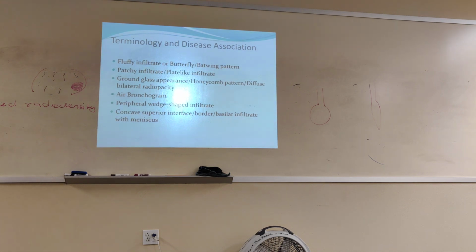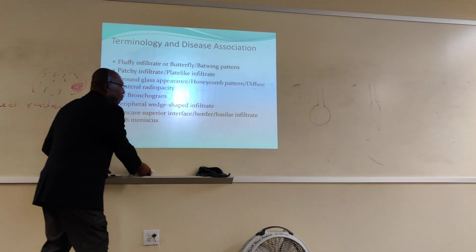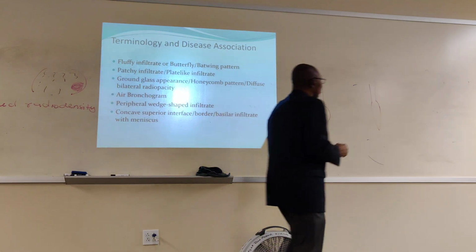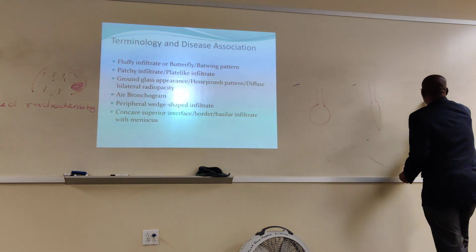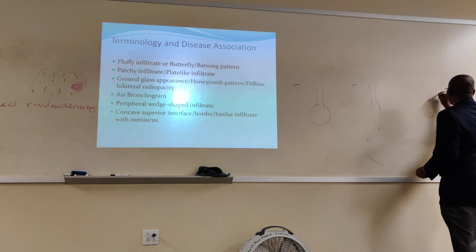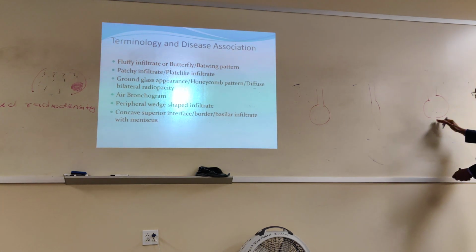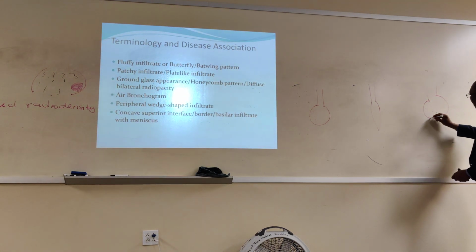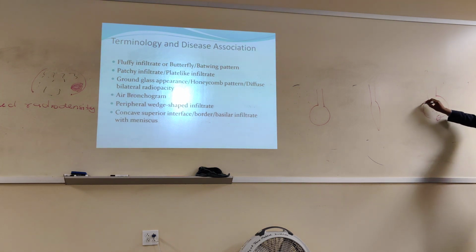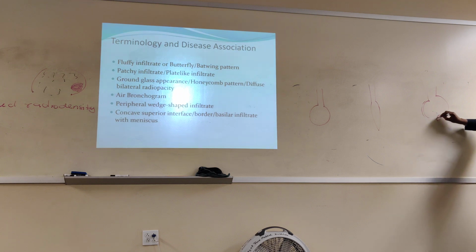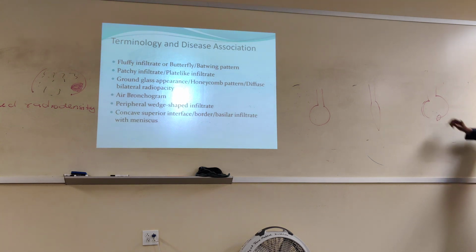Peripheral wedge-shaped infiltrate. That's pulmonary embolism. If you tell me that, I say, well, they got pulmonary embolism. So look at this here. So here's where the clot is here. Pulmonary embolism, that's a clot inside the lungs. Now blood is flowing like that. All of a sudden it comes to the clot, it wedges. You can't go past it. That's a wedge. Stops it.